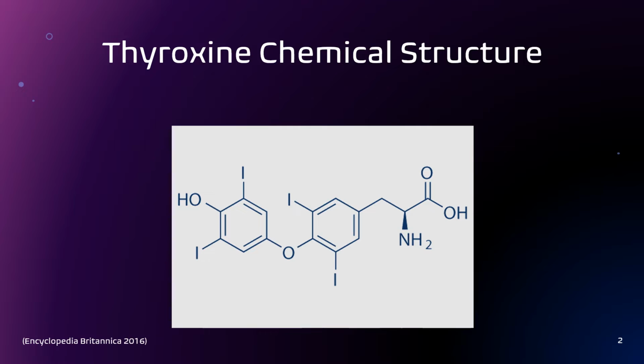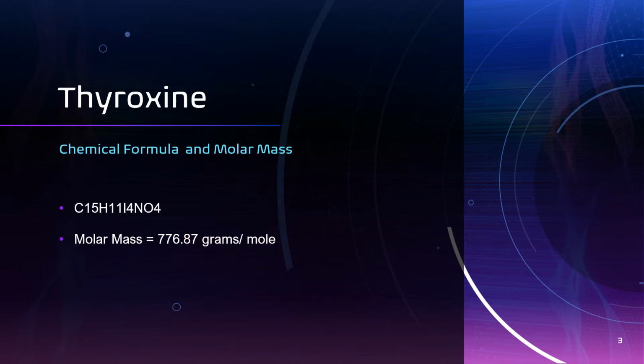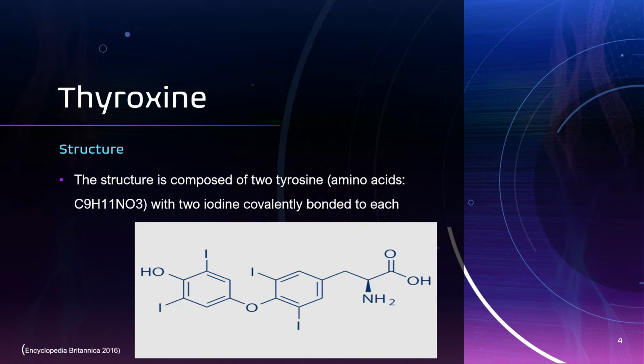This is an image of the chemical structure of thyroxine. We'll get into a little bit more detail about it coming up. The chemical formula for thyroxine is C15H11I4NO4, and its molar mass is 776.87 grams per mole. Some more on the thyroxine structure: it's composed of two tyrosine amino acids, which is C9H11 and O3, with two iodines covalently bonded to each.